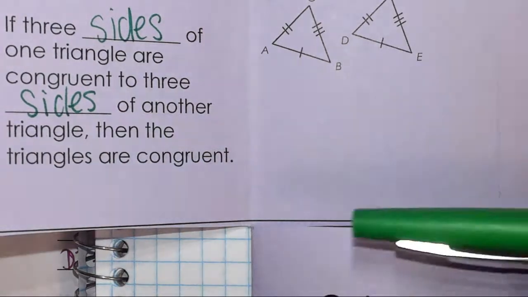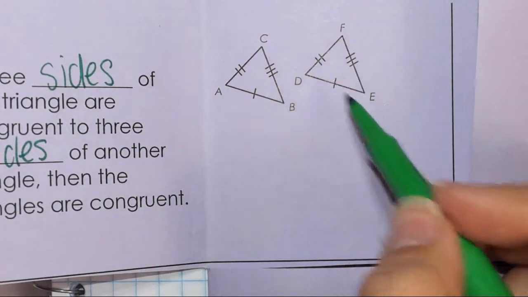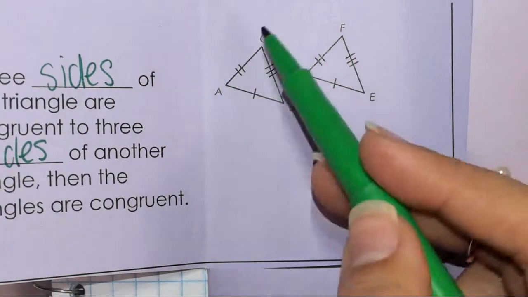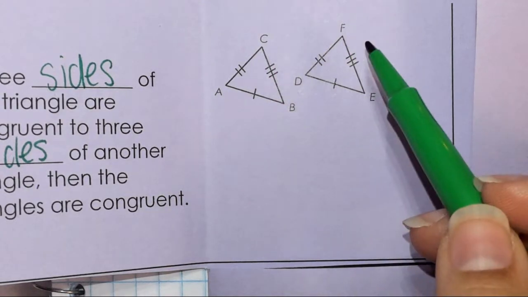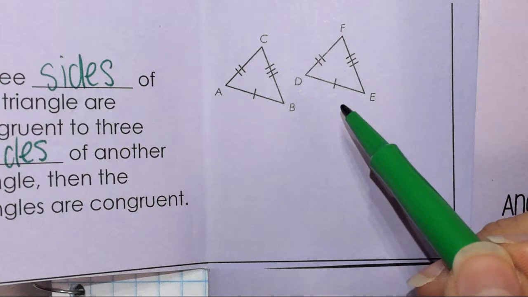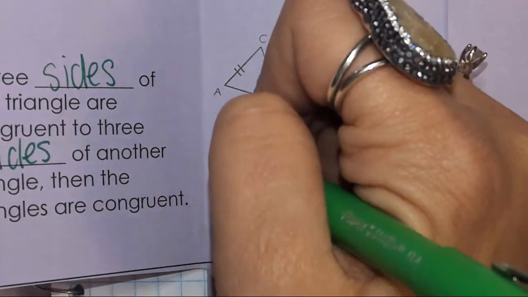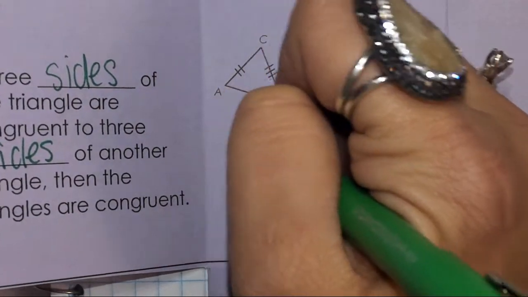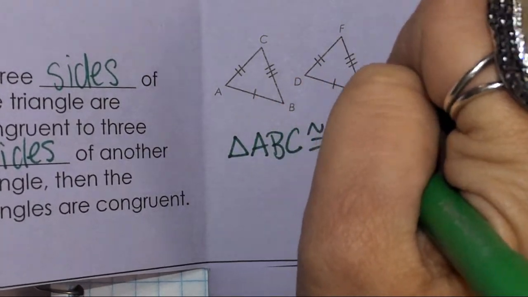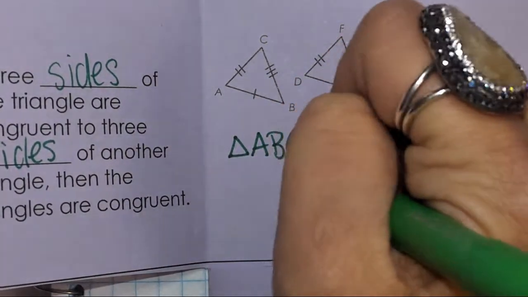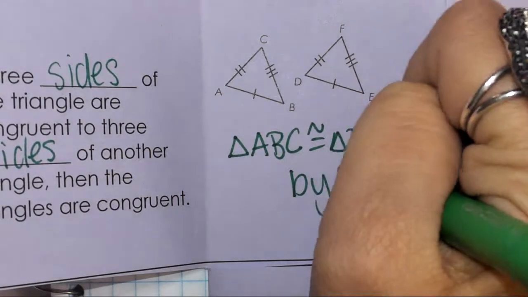Yeah. Thanks. Now, is AB congruent to DE? Yes. Is AC congruent to DF? Yes. Is BC congruent to EF? So are all three sides congruent? Then the triangles are congruent. So you would say triangle ABC is congruent to triangle DEF by side, side, side.